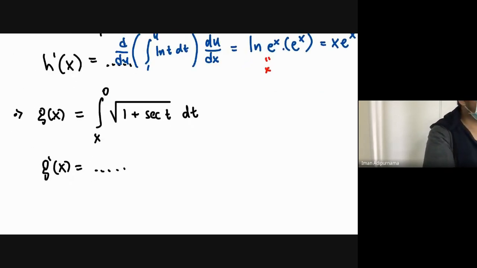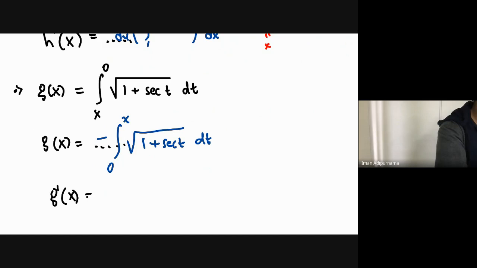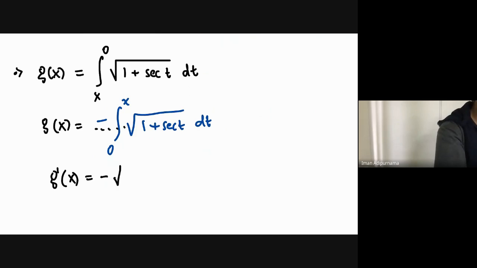Now the second one. You look at this, it is from x to 0. So what happens if we switch this? It will be negative, right? I think that's not too difficult. So we can write this and it becomes negative. Let me write here, so g prime x is just the negative of this, 1 plus secant x.